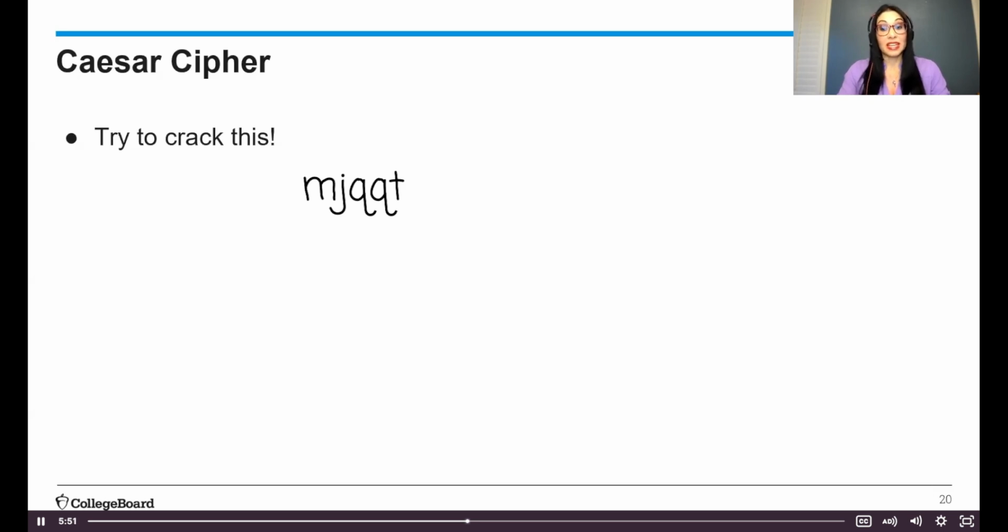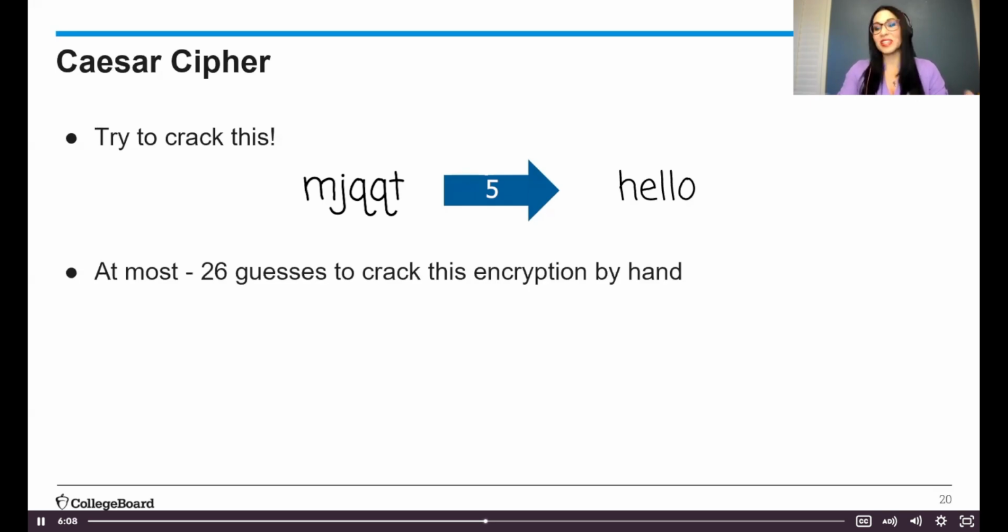Welcome back. Did you get hello with a key of 5? If so, well done. This 5-letter shift encrypts the word hello to be MJQQT. At most, this would take 26 guesses to crack this encryption and find the key and the secret message. So it's not a very secure method, especially nowadays with computers.